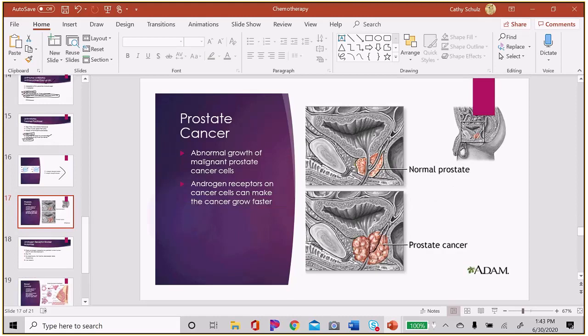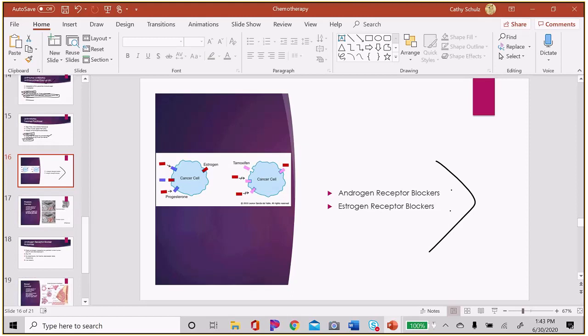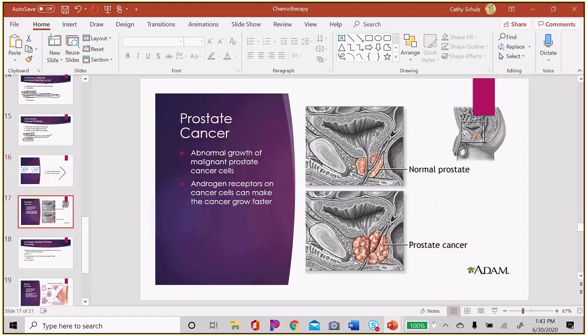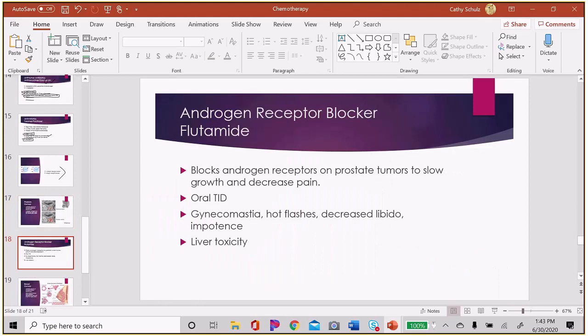So the first one we're going to talk about is androgen receptor blockers, a medication that will block receptors on cells for testosterone, thinking that if we block that receptor, and there is a cancer cell left behind, we've taken away its induction to grow. So prostate cancer is the abnormal growth of malignant prostate cells, and androgen receptors on cancer cells can make them grow faster or start to grow like a cancer. So we can block those receptors to slow the growth and decrease pain.